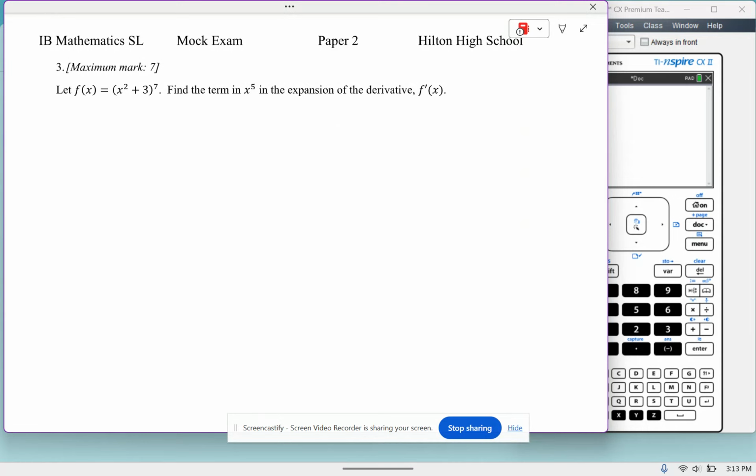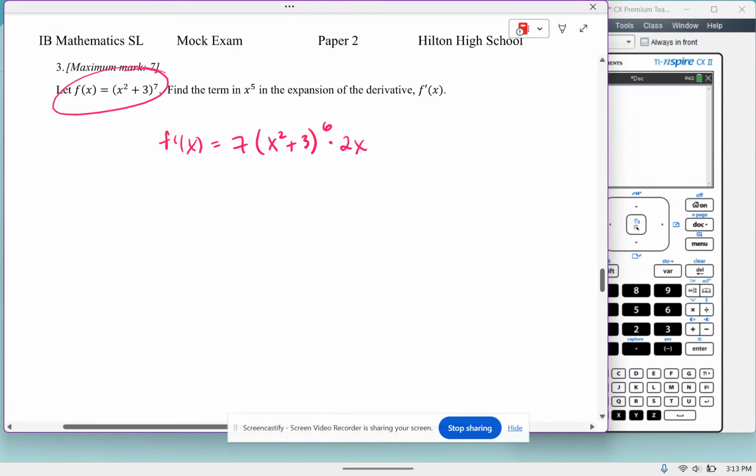Okay. So we have f of x. If we're trying to find the 5th term in the expansion of the derivative, what do you think we should find first? The derivative, right? So let's find the derivative of this thing. It's going to be 7 times x squared plus 3 to the 6th times, I feel like this is the piece people forgot, the derivative of the inside. So now we have f prime of x is equal to 14x times x squared plus 3 to the 6th.